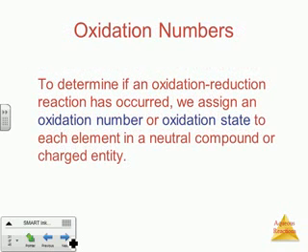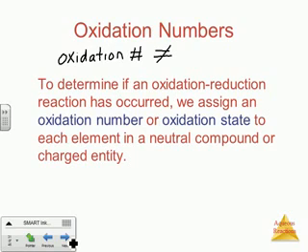Now, the way that we figure out when we look at a chemical equation if something is being reduced or being oxidized, or whether a redox reaction is happening, we're going to use this thing called oxidation number. I want you to maybe write this somewhere in your notes because this is important. Oxidation number does not equal charge. They're not exactly the same thing.